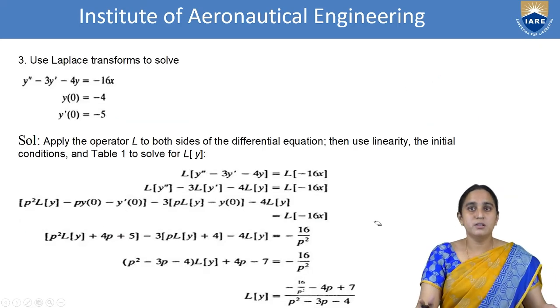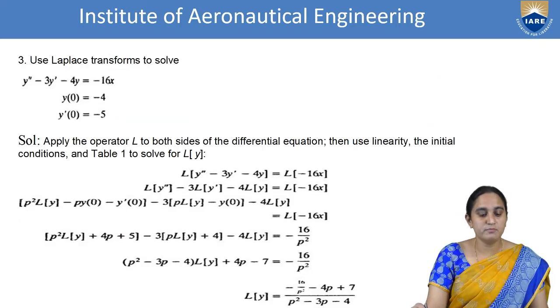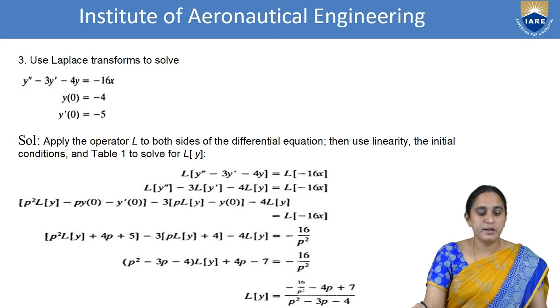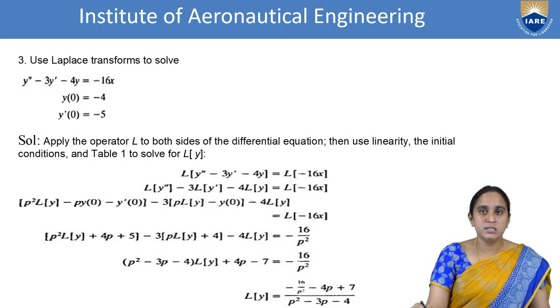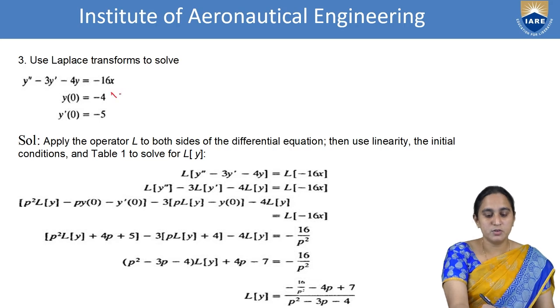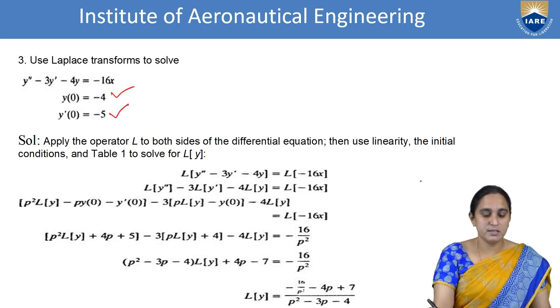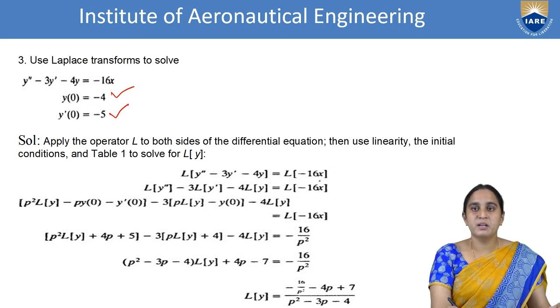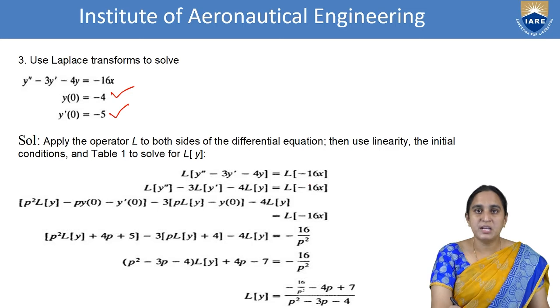Okay, next question. Use the Laplace transform to solve y double dash minus 3y dash minus 4y is equal to minus 16x. What are the initial conditions for that? y of 0 is equal to minus 4 and y dash of 0 is equal to minus 5. For that question, same as previous questions, first apply the Laplace transform on both sides.